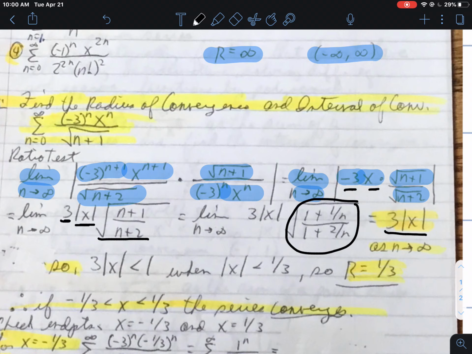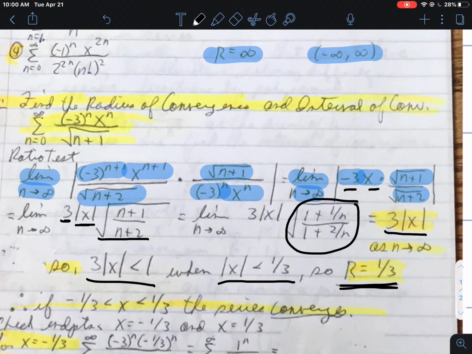As n approaches infinity. Now again, this is the result of the ratio test, right? So the ratio test says we have convergence if the limit is less than 1. Now in terms of interval and radius of convergence, notice I first solve for the absolute value. So 3 times the absolute value of x is less than 1, which means the absolute value of x is less than 1/3. There's your r value.